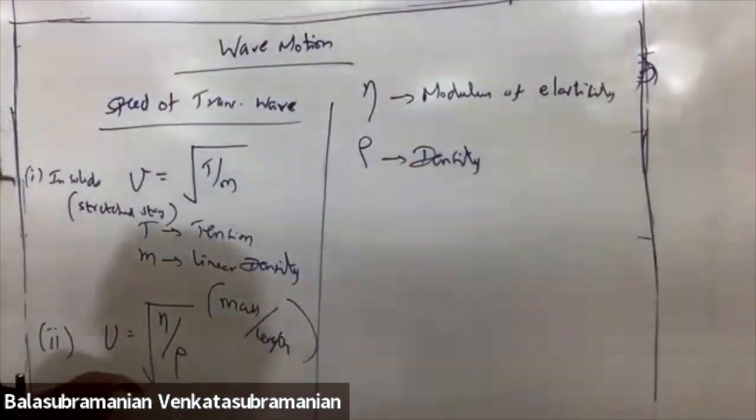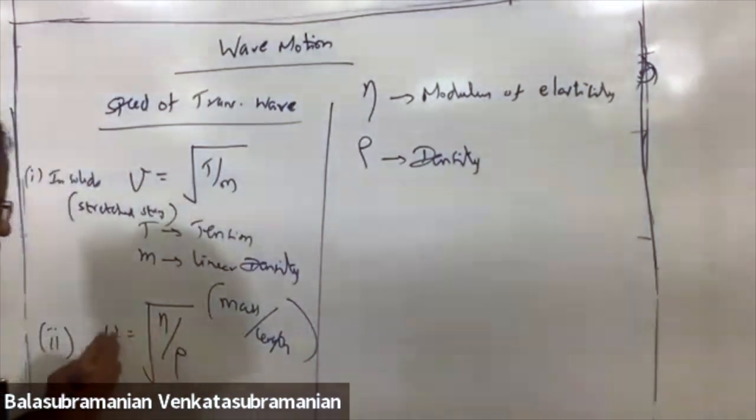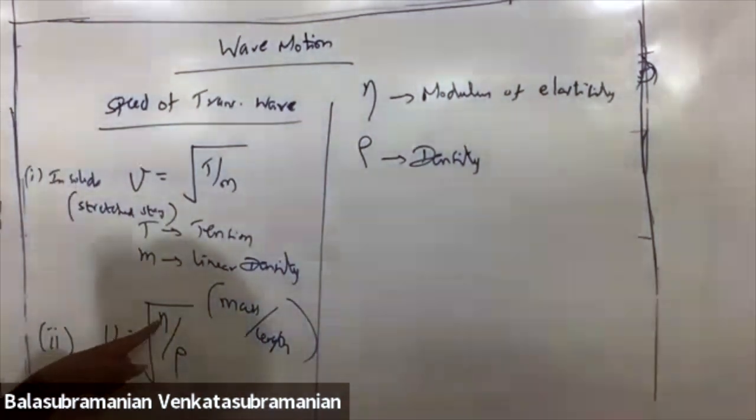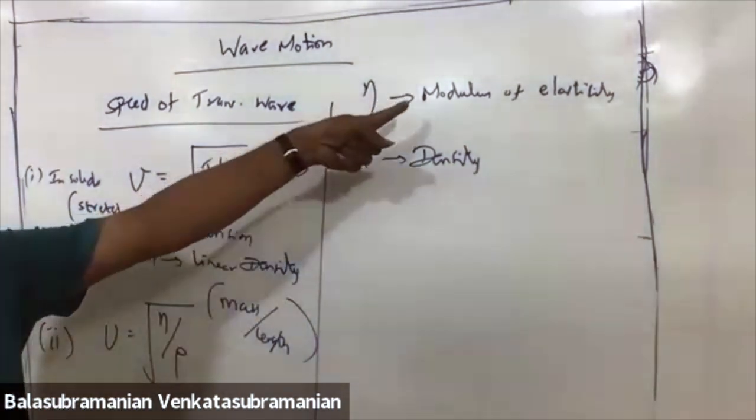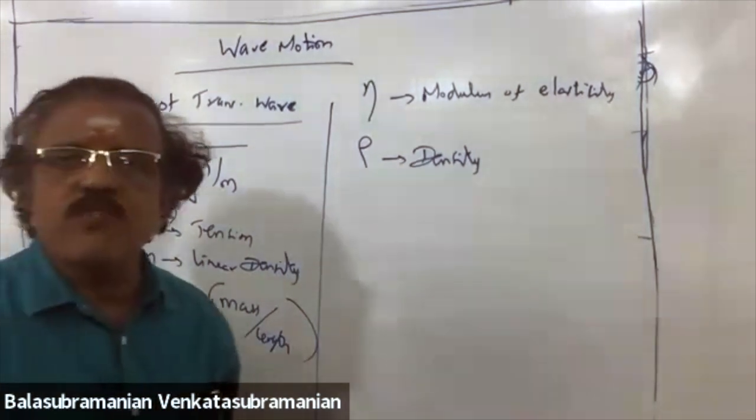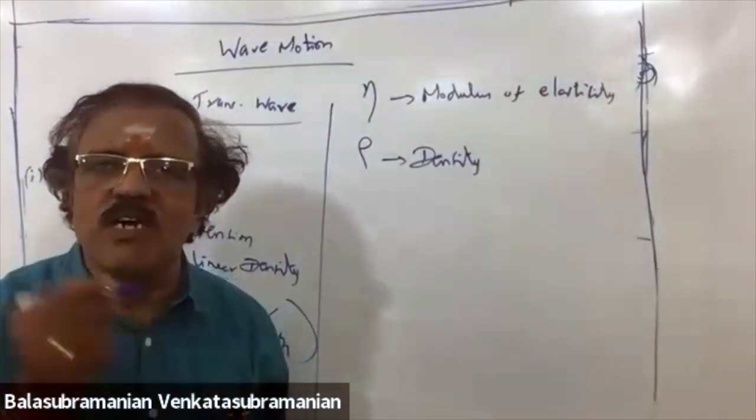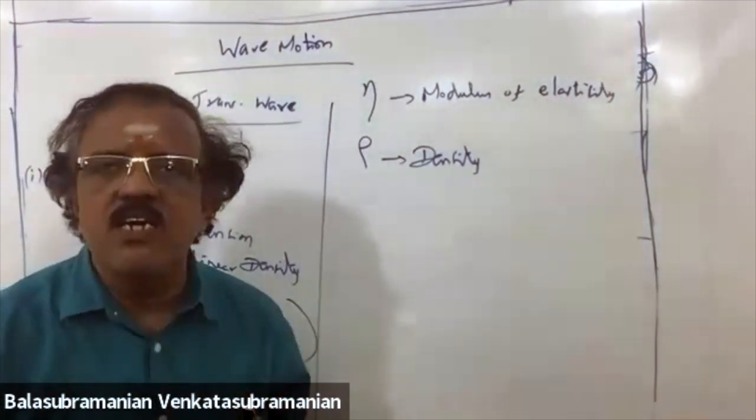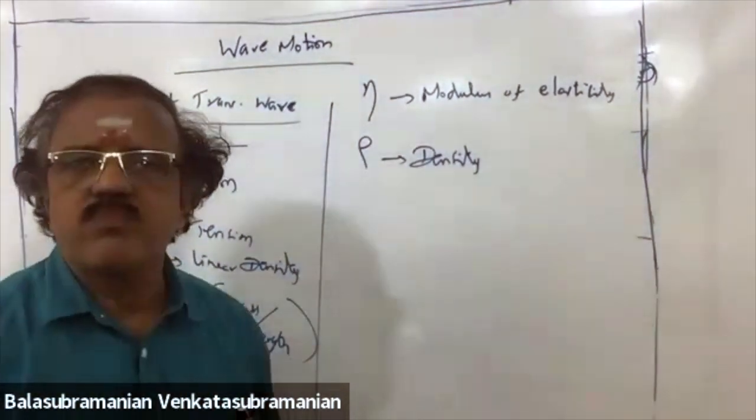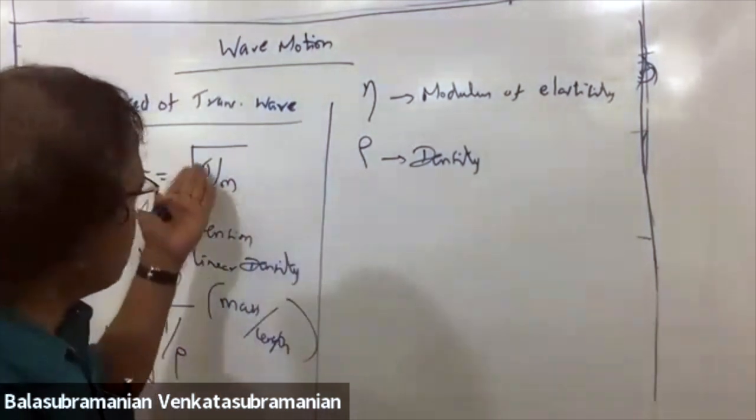Velocity, if you want, you can compare. Left hand side unit is velocity, meter per second. Right hand side eta by rho. Eta is called modulus of elasticity. Rho is called density. You substitute the unit of elasticity, you substitute the unit for density, take a square root. You will get meter per second. Similarly, this case also.